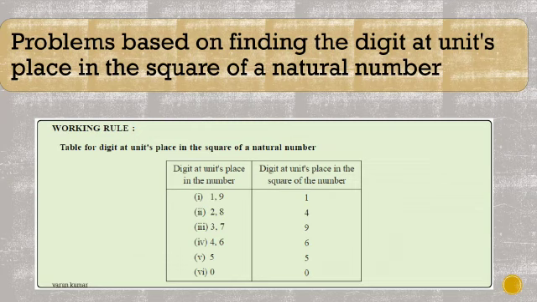Now, if any number has a 0 at its unit place, then the square of that number also contains 0 at its unit place. Example, 10 into 10 is 100, the unit place is again 0, and 100 into 100, we get how much? 10,000. We again see the 0 at the unit place.